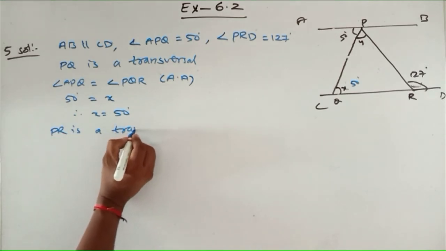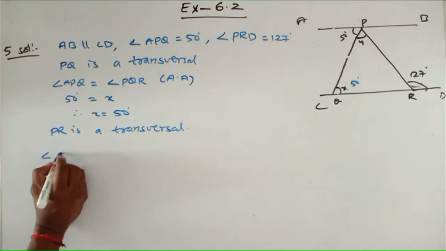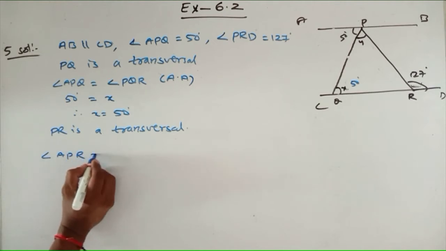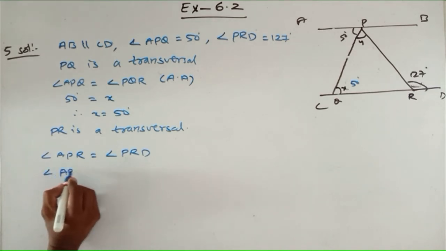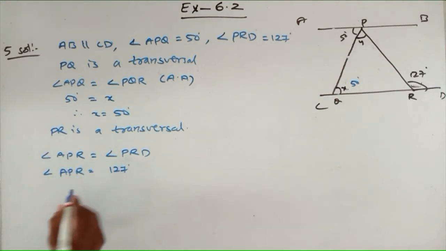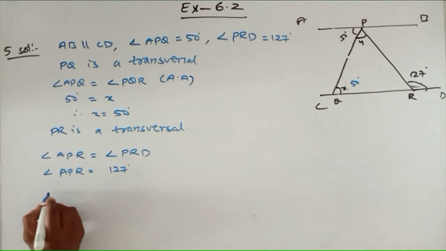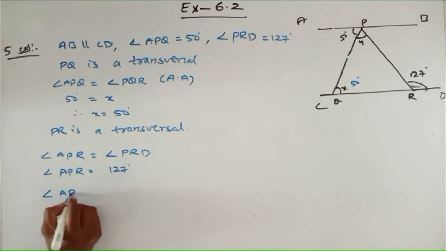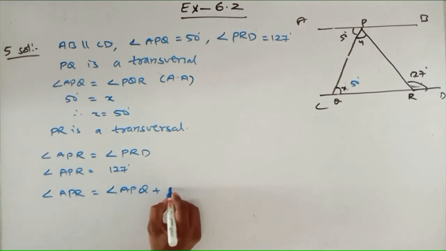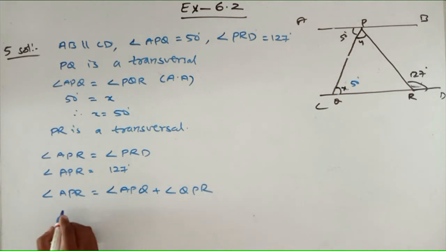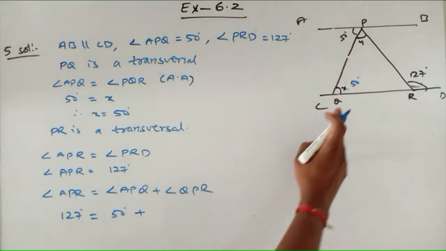a transversal. If PR is a transversal, then angle APR is equal to angle PRD. So angle APR is equal to 127 degrees. But APR is a combination of angle APQ and angle QPR. So here angle APR is equal to angle APQ plus angle QPR.